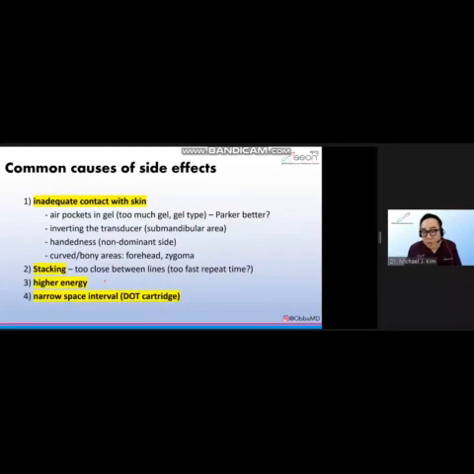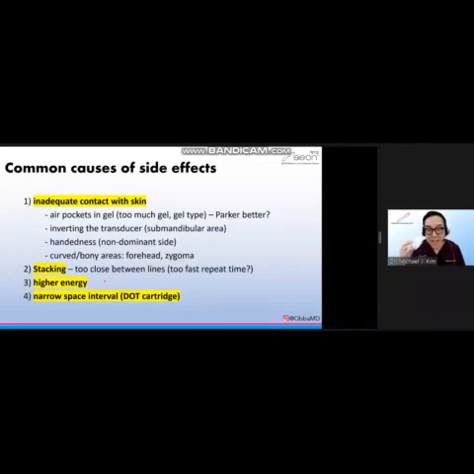Some common causes of side effects are inadequate contact with the skin. This can be caused by having air pockets in the gel from having too much gel, or due to the gel type. Some say Parker gel is better. I use Parker gel. I don't know. Inverting the transducer, especially in the submandibular area with poor visualization, can be a risk. So when the patient is lying down and you're using the transducer under the neck, and this is inverted and you can't really see the contact surface, there might be poor contact. And also when treating curved or bony areas like the forehead and the zygoma, it's common to have poor contact. Make sure you shorten the line length accordingly.